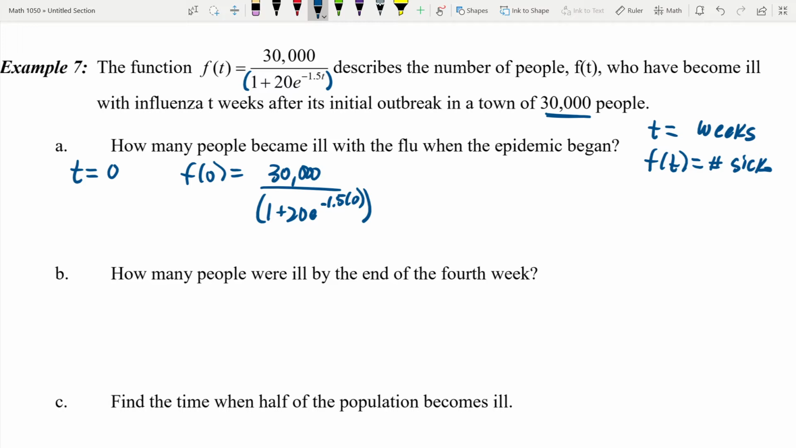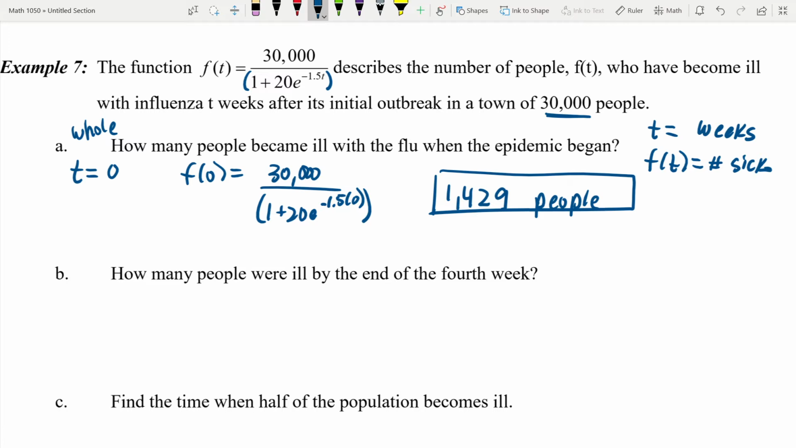Okay? Everybody go 30,000 divided by parenthesis 1 plus 20 e to the negative 1.5 times 0, close it, enter, and you get, we're going to round to the nearest whole, so it would be 1,429. You guys, if you don't have a label, you're going to miss it, because I don't know that you know what that stands for. What does it stand for? People. Yes.